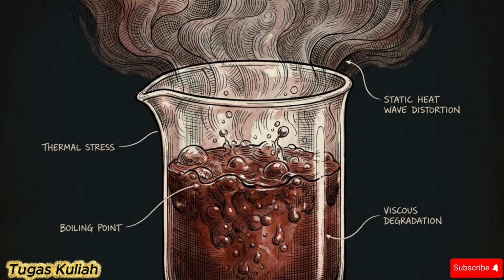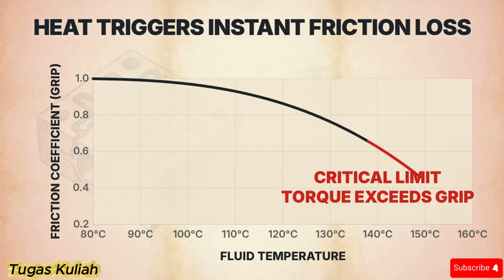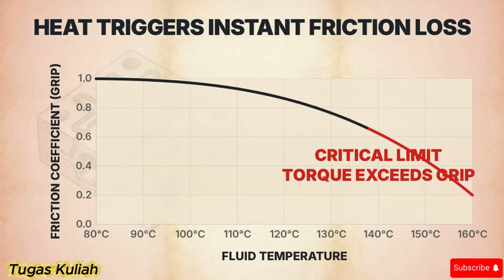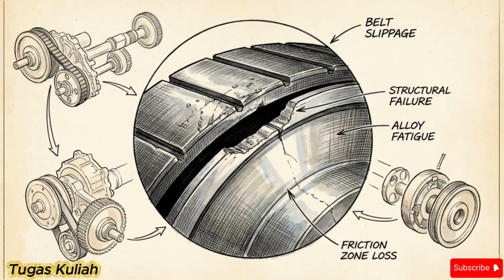Heavy, sustained torque loads place extreme thermal constraints on this fluid. This graph plots fluid temperature against shear stability. As heat increases, it permanently degrades the fluid's chemical structure, causing the friction coefficient to drop below the transmission's operational limit. The moment the plot crosses that threshold, the torque load exceeds the fluid's remaining grip capacity. The belt begins to slide. Fluid breakdown here does not cause a gradual decline in performance. In a CVT architecture, it leads immediately to a catastrophic loss of mechanical grip.